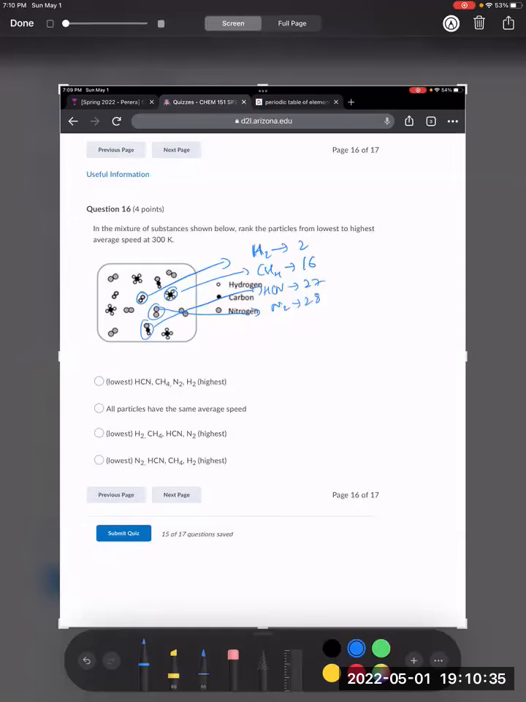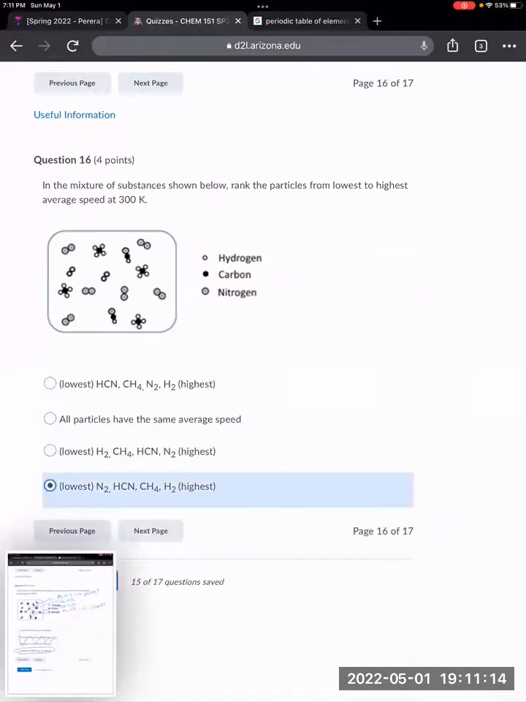So the lightest is hydrogen, therefore it should be the fastest. It's like our Tesla car. And then nitrogen on the other hand is the 18-wheeler, the heaviest. That should be moving the slowest. Okay, now let's see. Lowest to highest average speed. Highest must be hydrogen. So it's between the first one and the second one. And the lowest must be nitrogen. That is option D. Okay, so let's pick that answer. Moving on, the last question.